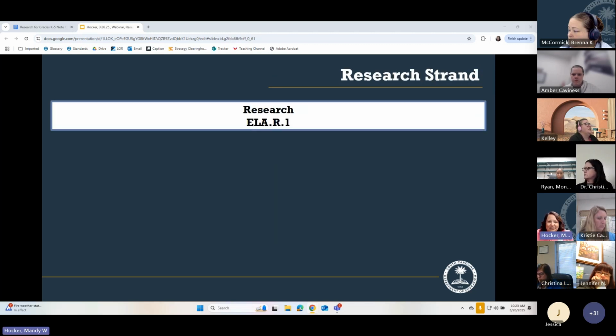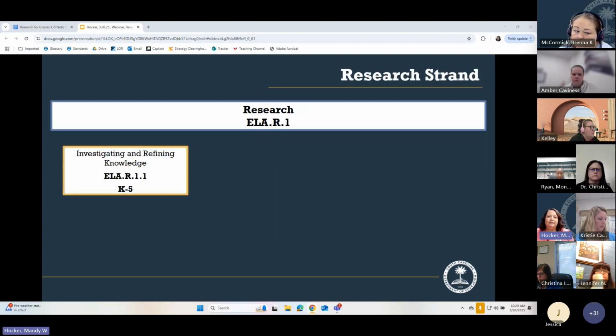Okay, now let's take a look at our research strand and the indicators that fall below it. So there are 5 indicators that support research. The first is investigating and refining knowledge.